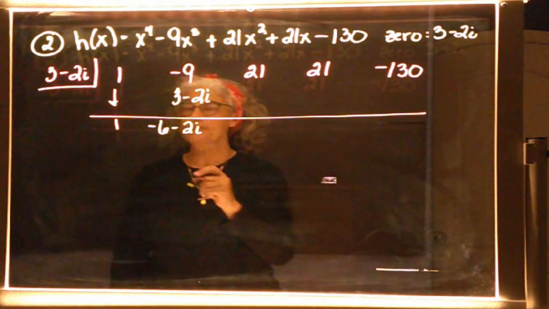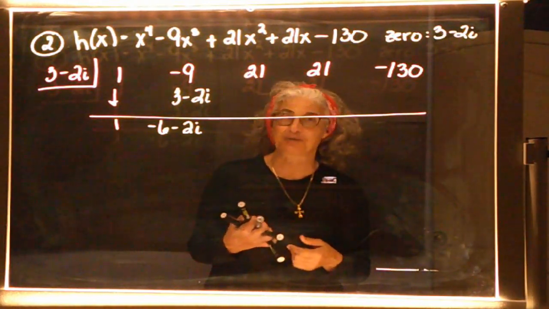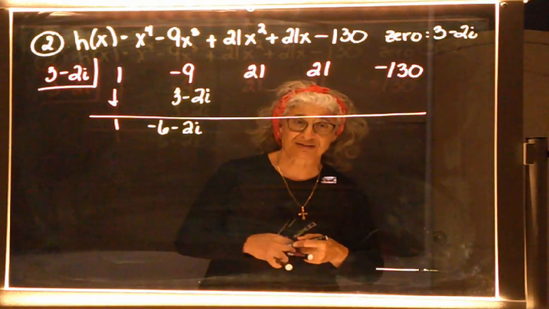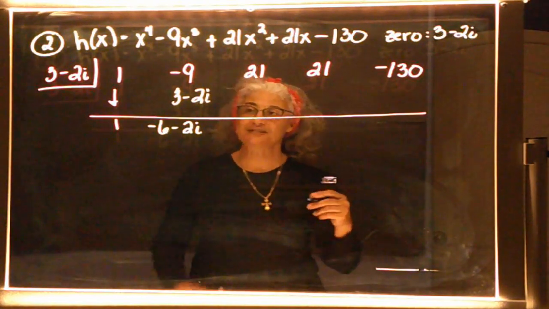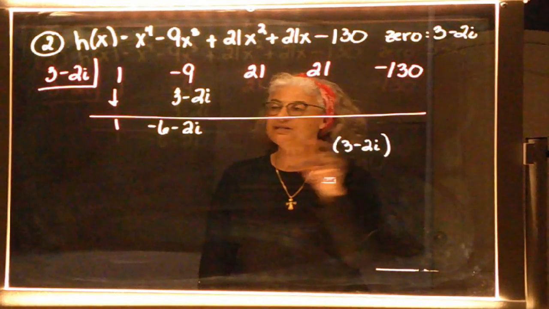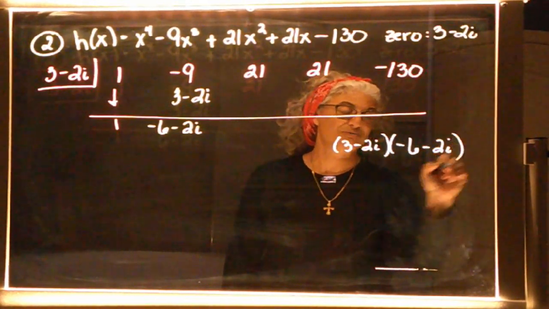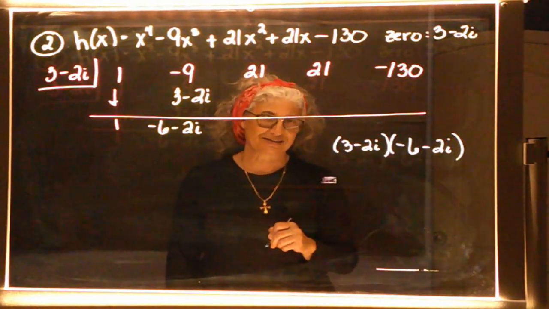Okay, and now I'm supposed to multiply, and here's where you have to be careful. Here's where your scratch paper comes in. Here's where some work is going to come in. You have to take the 3 minus 2i, and you need to multiply it by that -6 minus 2i, don't you? Okay, let's take a look at this.